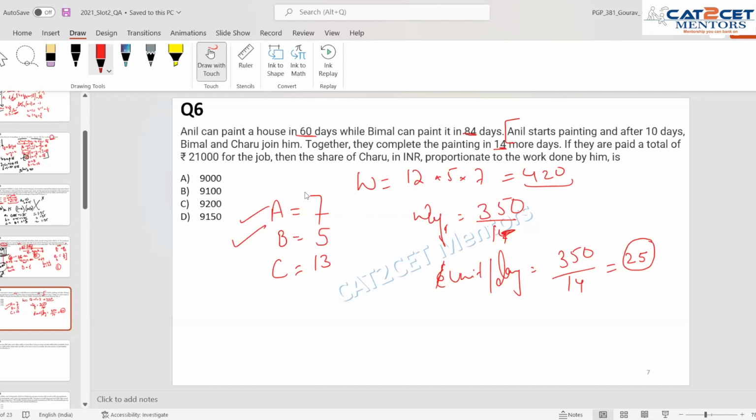Okay, then we need to find the share of Charu in case the total work has paid them 21,000. Great, so we know the total work was 420, out of which Charu did 13 units for 14 days. So Charu's share equals 13 into 14 divided by 420. This will be the amount of work that Charu has done, and we know that the amount of money they get is proportionate to the work they do. So it will be 13 into 14 divided by 420 times 21,000.